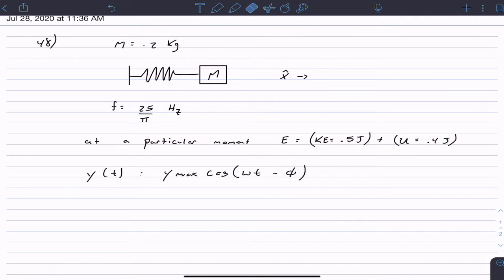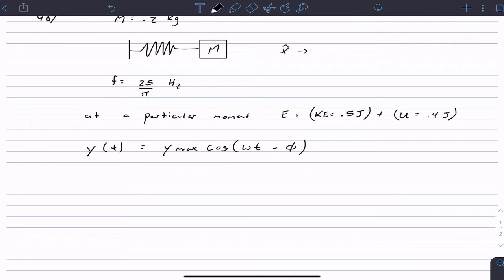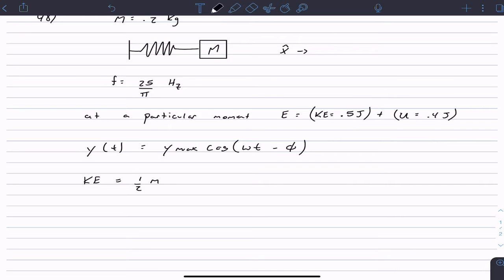Okay, so now we want to find what this is. We can look at this using the energy, since we're given a moment in time where the energy is equal to these things. Probably we can use conservation of energy, and that's what I intend to do. So kinetic energy is equal to half m v squared, which is half m (dy/dt) all squared.